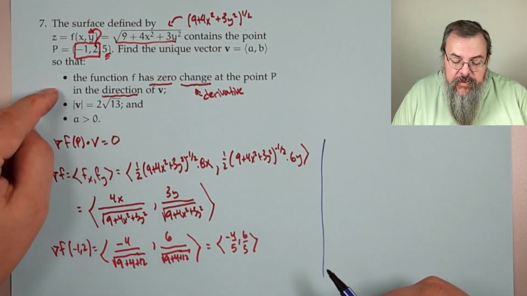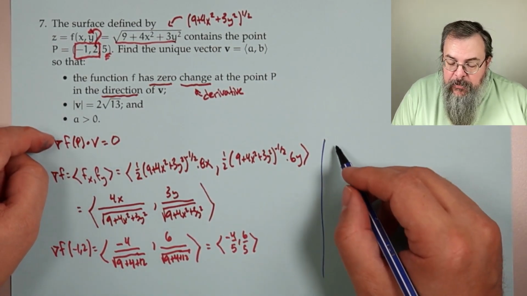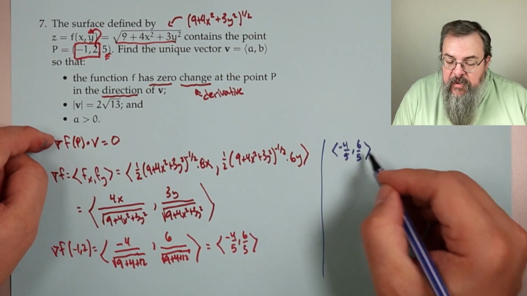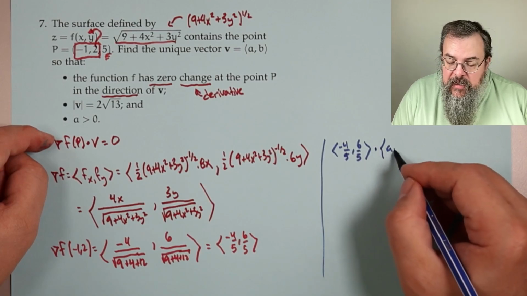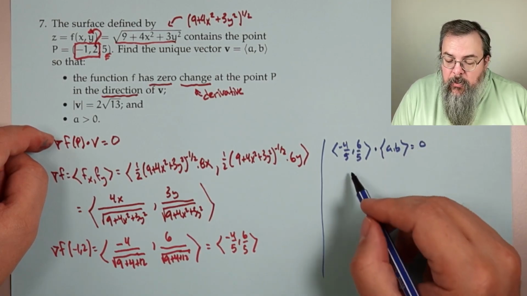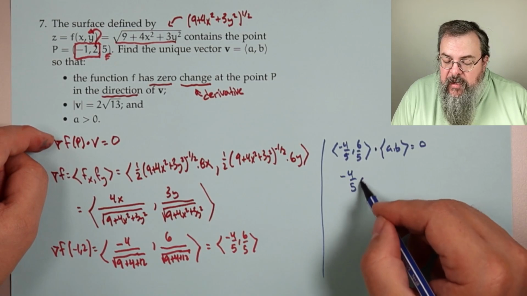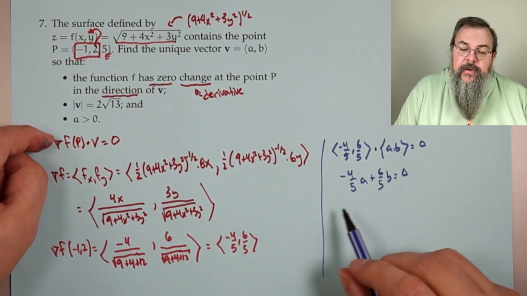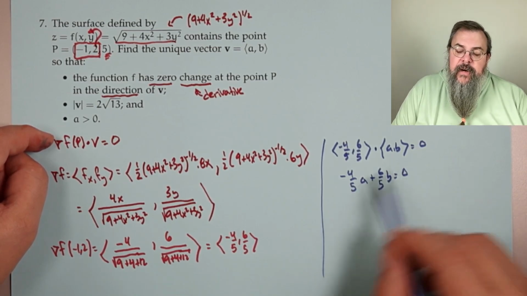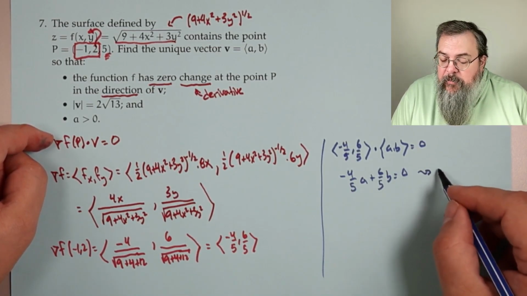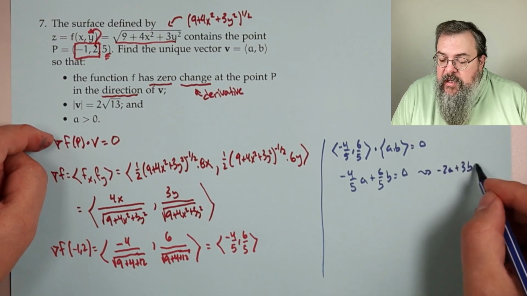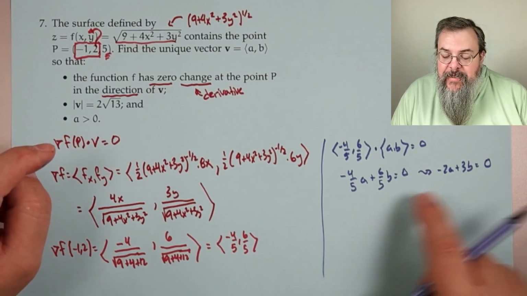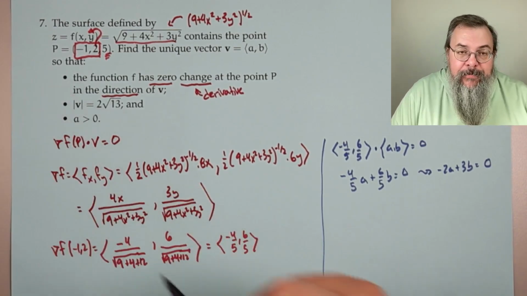All right, so let's now, with all of this, talk about where we're at. The first bullet point tells us that we need -4/5, 6/5 dot a b to equal 0, or -4/5 a plus 6/5 b has to equal 0. Well, you can multiply through by 5, you can divide by 2, so this says -2a plus 3b equals 0. That's what we conclude from bullet point number 1.